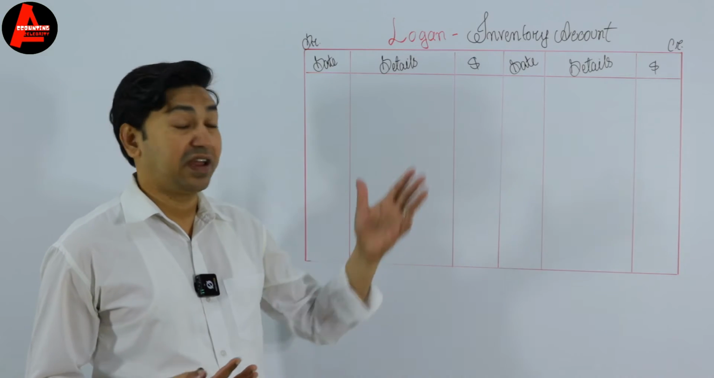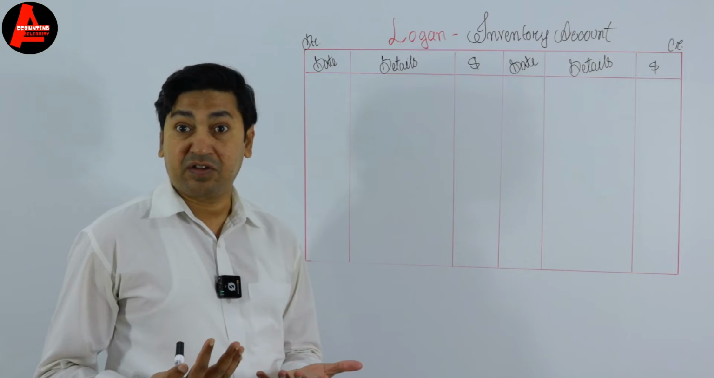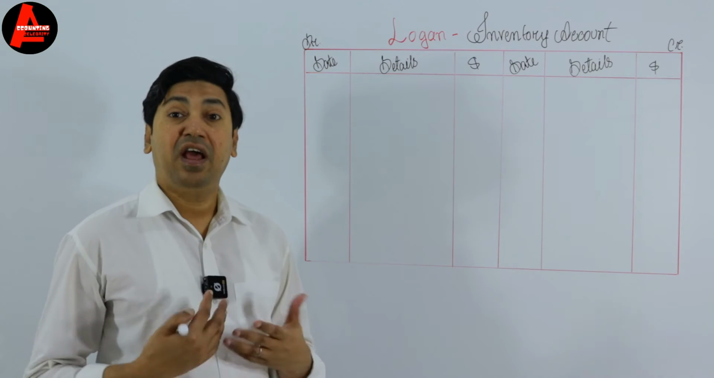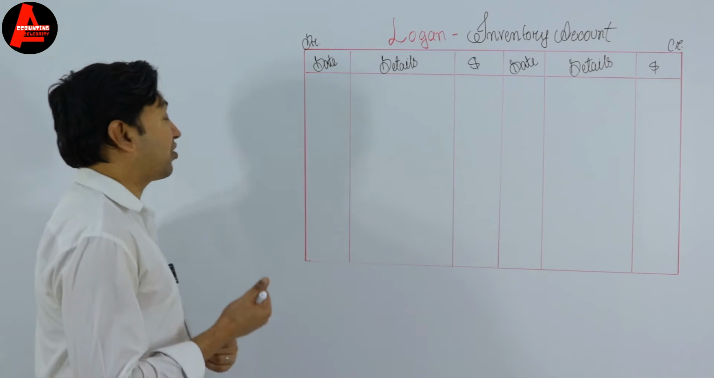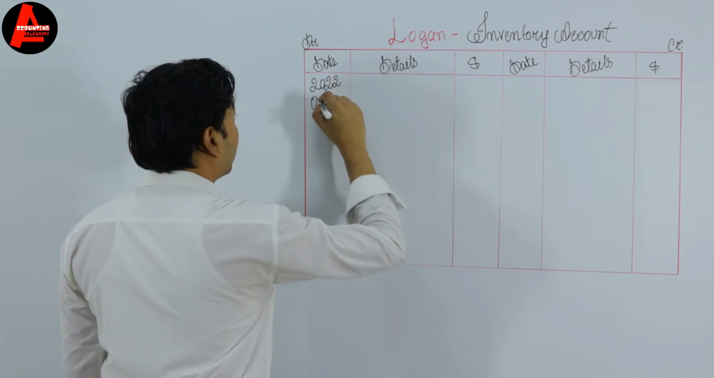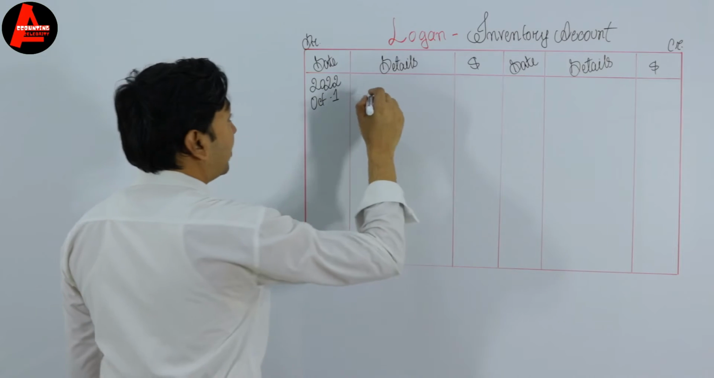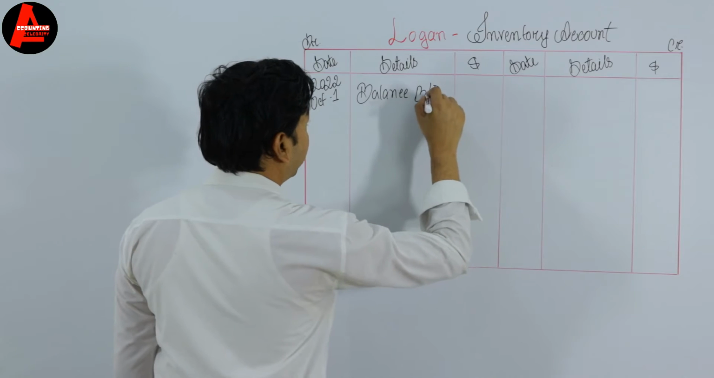Inventory is an asset account, and an asset account is a normal debit account. It has a normal debit balance. So we will record it on the debit side as a balance b/d. Here in the question we have the date 2022 October 1st. So we will write balance b/d, which stands for brought down.